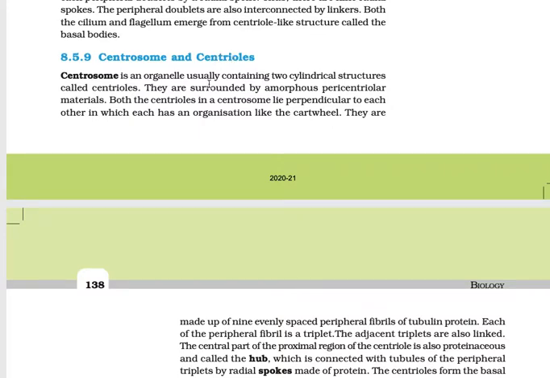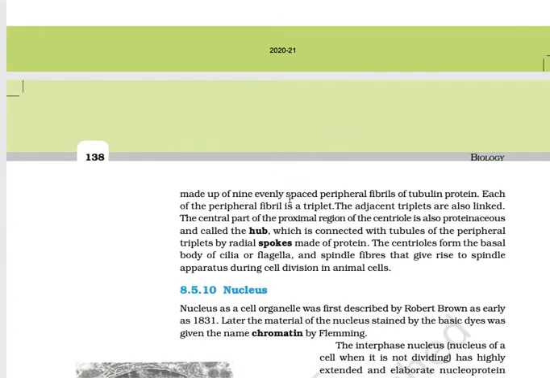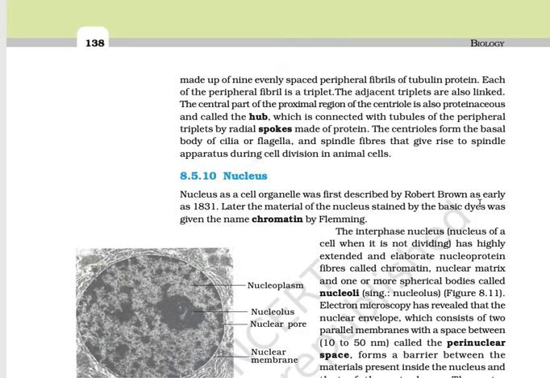Centrosome and centrioles. Centrosome is an organelle usually containing two cylindrical structures called centrioles. They are surrounded by amorphous pericentriolar materials. Both the centrioles in a centrosome lie perpendicular to each other, in which each has an organization like the cartwheel. They are made up of 9 evenly spaced peripheral fibrils of tubulin protein. Each of the peripheral fibril is a triplet. The adjacent triplets are also linked.